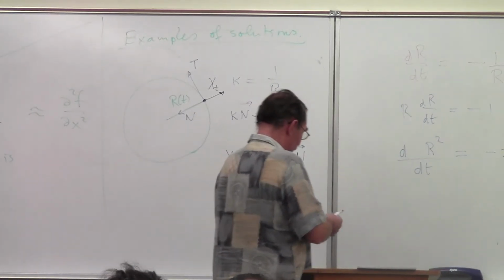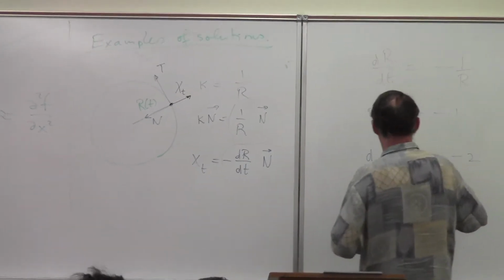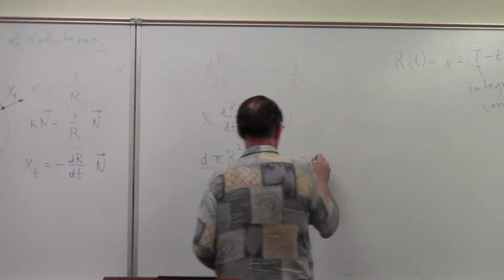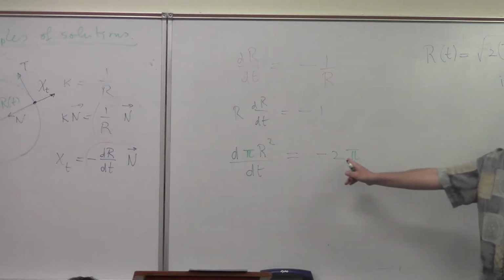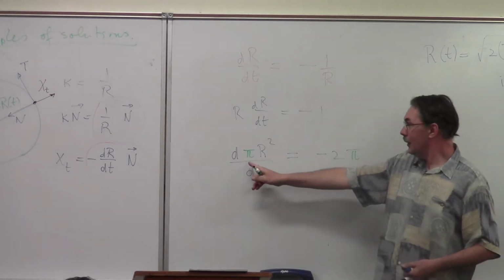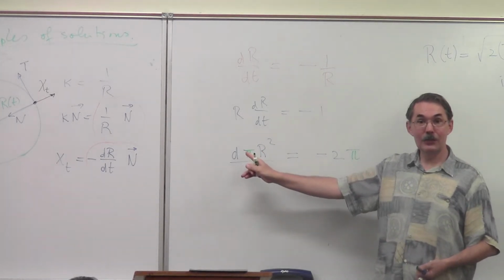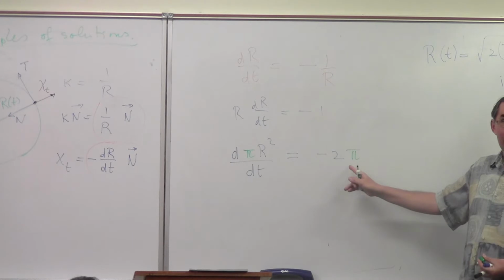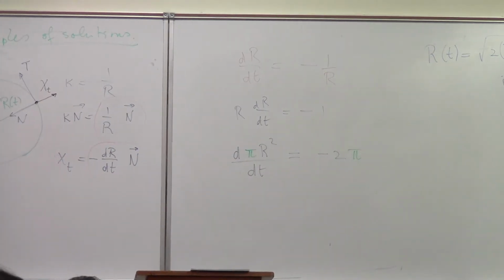A nicer way to write this equation is to say this. I just multiplied the equation by pi. pi r squared is the enclosed area of the circle. The rate at which the enclosed area decreases is minus 2 pi. That turns out to be true not just for circles, but for any curve.